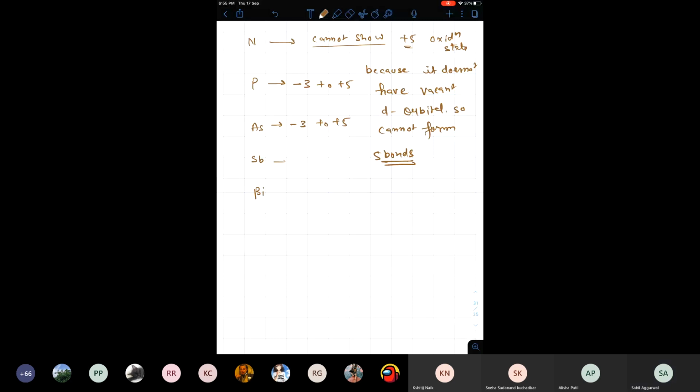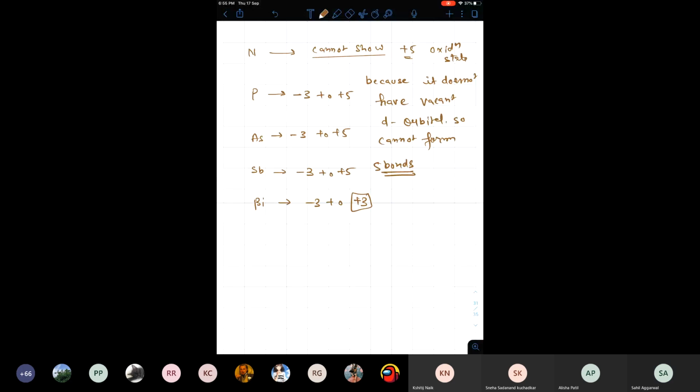This will be -3 to +5, -3 to +5, -3 to +3. Copy it fast. So we have to read about nitrogen and bismuth.